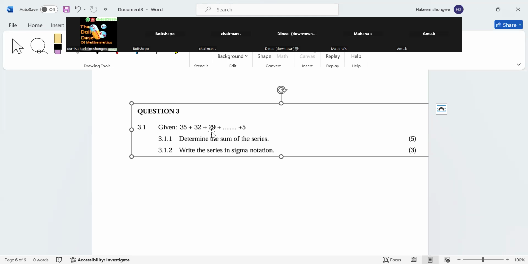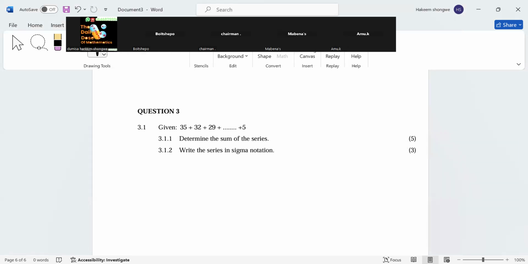And then they didn't tell us what kind of series it is. They never said what kind of series it is. So we are going to check what kind of series it is. That's the first thing that we should check if they didn't tell you. Sometimes they tell you, given the following arithmetic series. With this one, they didn't say anything.